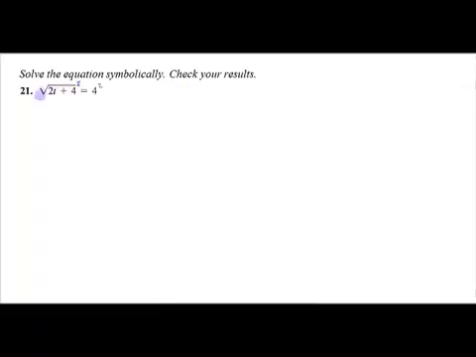When I square the square root of 2t plus 4, I'm left with just 2t plus 4. 4 squared is 16. Now I have a much simpler equation that I can solve. Subtract 4 from both sides. I get 2t equals 12. Divide both sides by 2, and t equals 6.